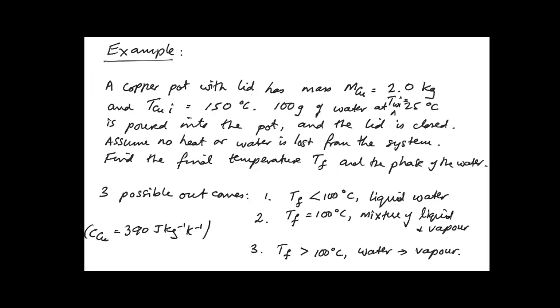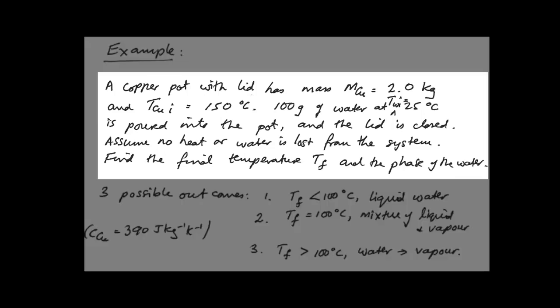Here is a fairly complicated example in which we need to check phase changes to see what is realistic. A copper pot with a lid has a mass MCU of 2 kilograms, and its initial temperature is 150 degrees centigrade. We then take 100 grams of water at an initial temperature of 25 degrees centigrade and pour it into a pot, and the lid is closed. Assume that no heat or water is lost from the system. Find the final temperature TF and the phase of the water.